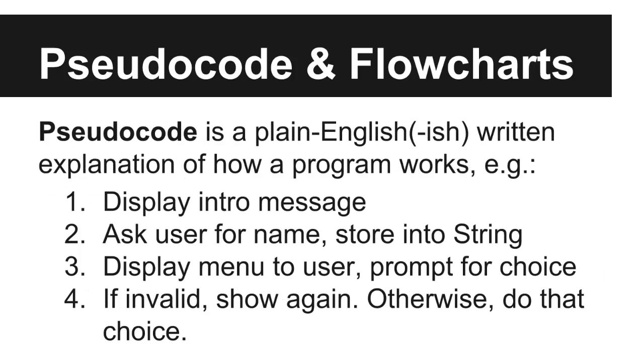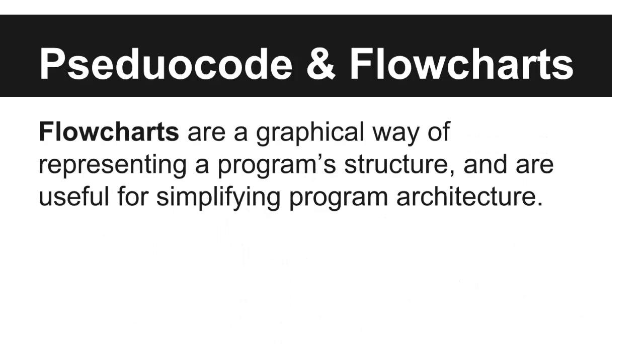One technique is pseudocode, which is a plain English-ish written explanation of how a program works. So for example, you might write down display intro message, ask the user for a name, store it into a string called name, display the menu for the user, prompt for choice, collect the choice from the user, and if that choice is valid, do that action, and if the choice isn't valid, show them the menu again. And then so on and so on. This is incidentally a solid way to use comments as signposts. It wouldn't be at all strange for us to write these as comments and then use them to structure our programs. That's sort of the power of pseudocode.